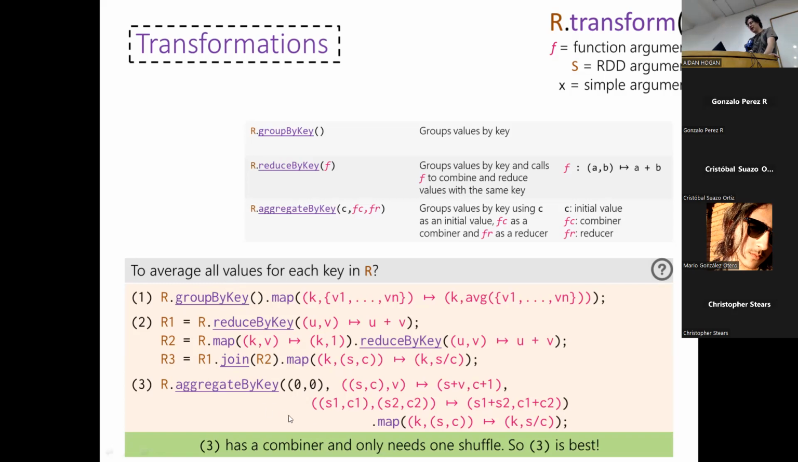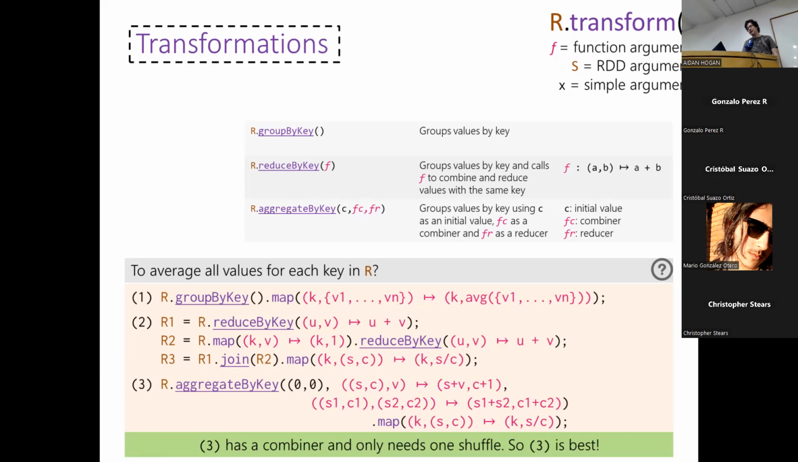And it's only one operation. We don't need to apply 2 different operations and then a join. We don't have these 3 underlined operations that cause shuffles. So we have one operation with a shuffle, and we have a combiner. So 3 will be by far the most efficient in this case.